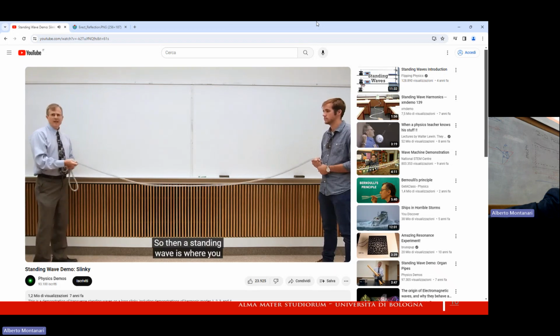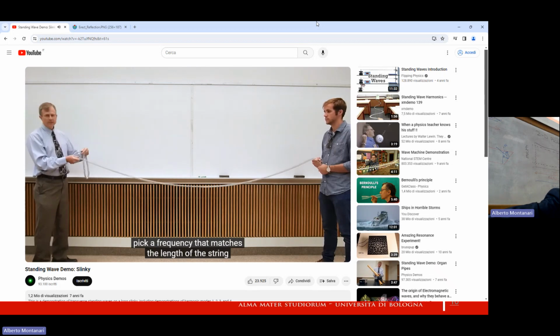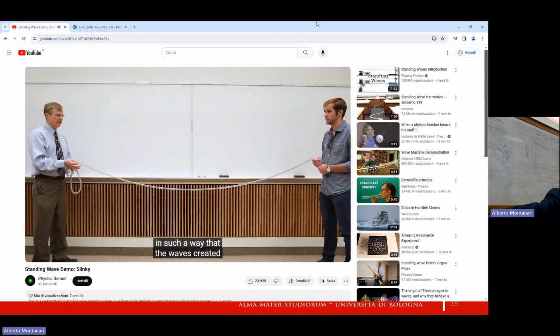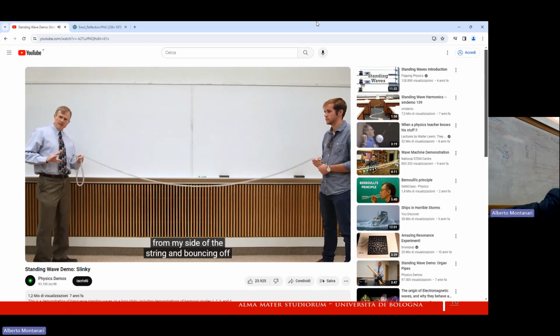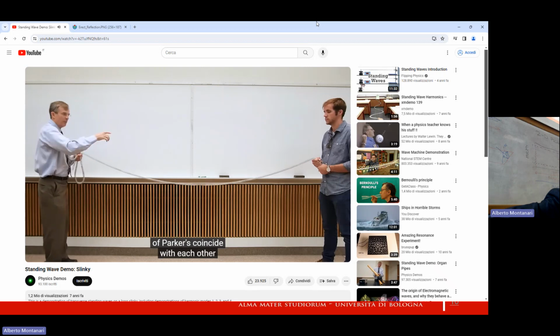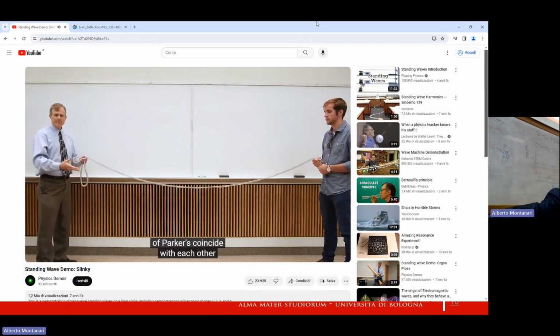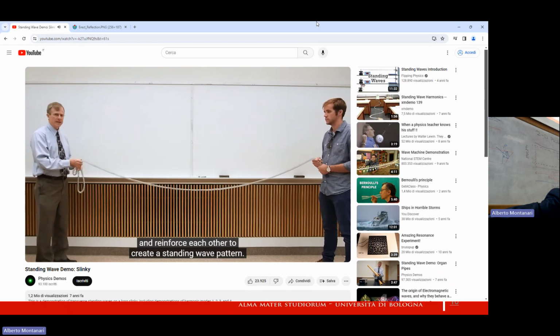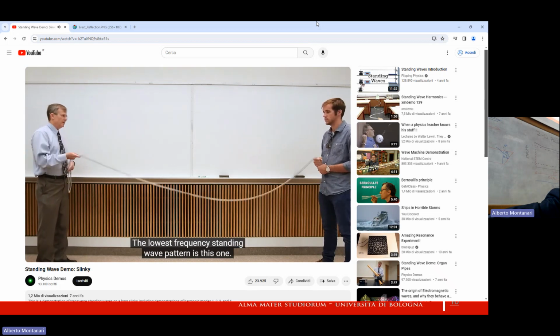So then a standing wave is where you pick a frequency that matches the length of the string in such a way that the waves created from my side of the string and bouncing off of Parker's coincide with each other and reinforce each other to create a standing wave pattern. The lowest frequency standing wave pattern is this one.